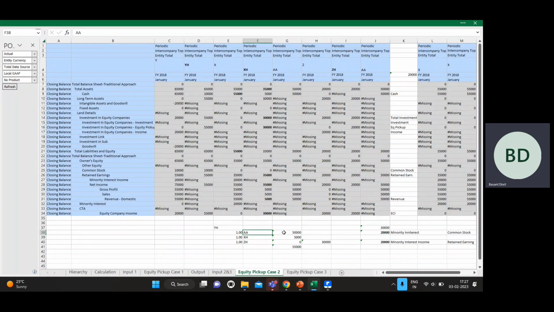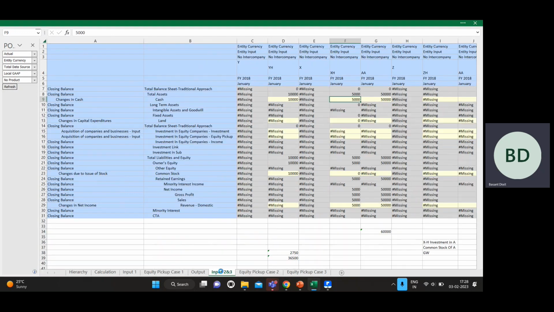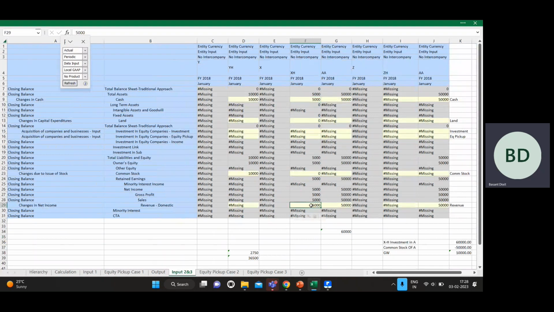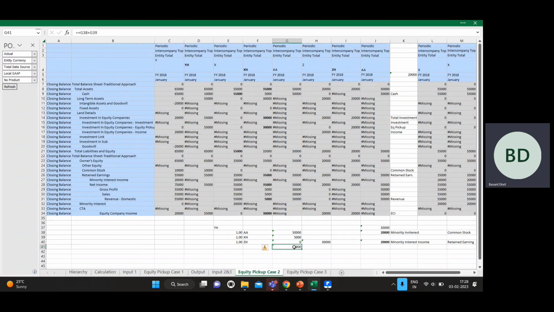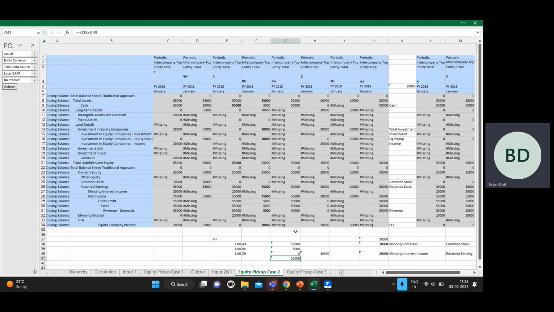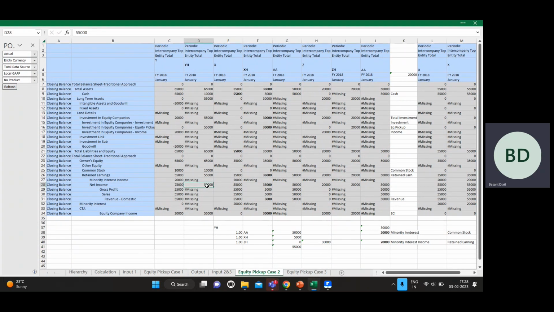For A, we have 50% revenue, so it is taking 50%, like we have 50,000 revenue. So it is taking 100%, that is 50,000. And for XH, it has 5,000 revenue. As I told you in the input sheet, XH individually has 5,000 revenue, so that is why it is taking 100% of it. In total, it is coming to 55,000. So at the total of net income, or the retained earnings, it is coming as 55,000 plus the common stock it has in the balance sheet, and the total is 65,000.